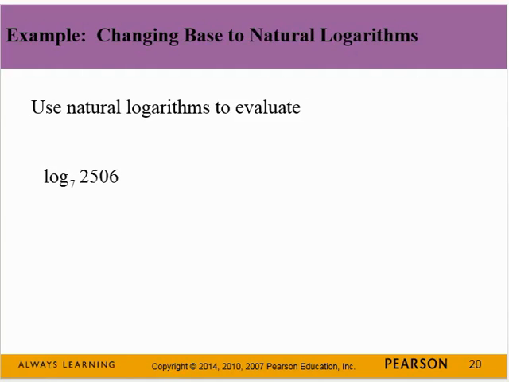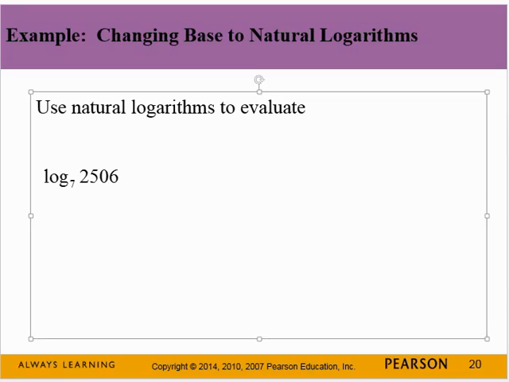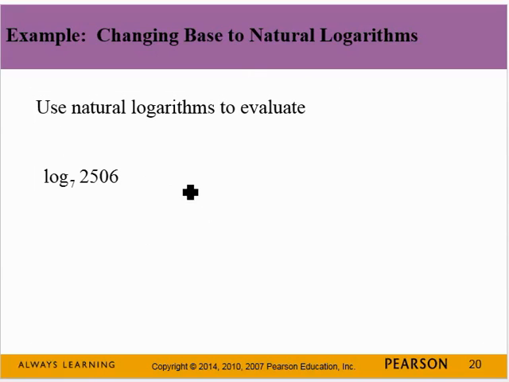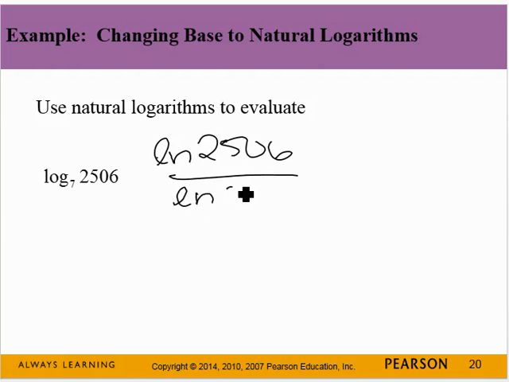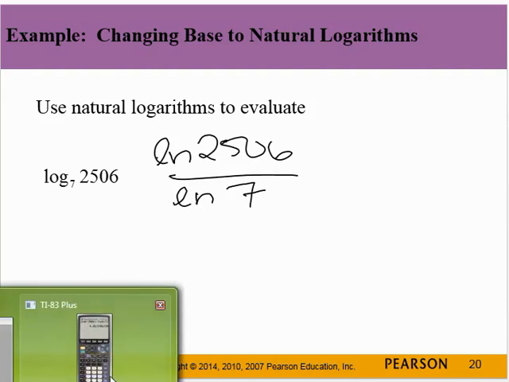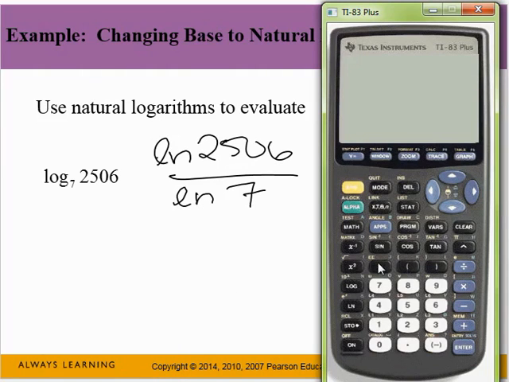The next one, it says use the natural log, so that's your ln. So that means we're going to have, so let's use the calculator. Clear that. And you should get the same thing. So it's about 4.02.